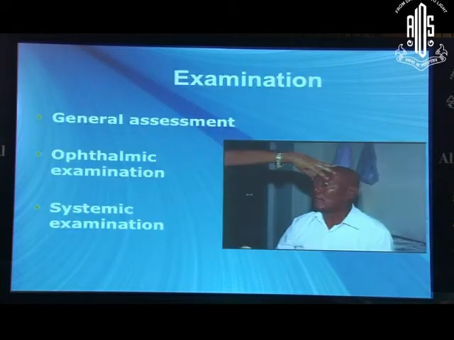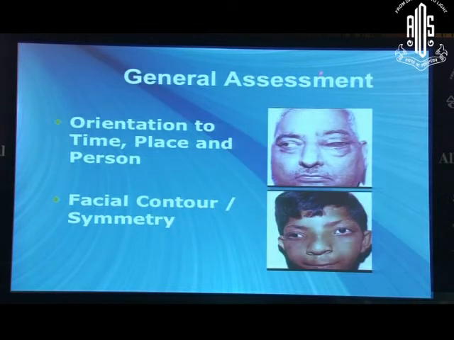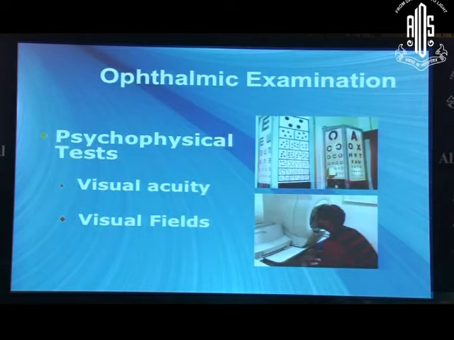Now let's look at the examination. It's important to do a good ophthalmic examination and a good systemic examination. First, the general assessment: you need to have the status of the patient. Many patients with proptosis, say a patient with cavernous sinus thrombosis or a mucormycosis, may have an intracranial involvement, alteration in sensorium, and so on and so forth. Facial contour and symmetry holds a clue to a number of other pathologies.